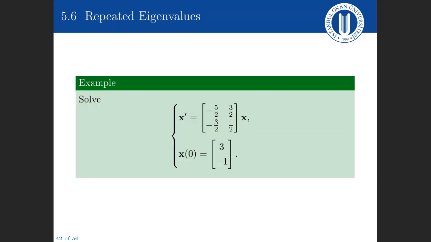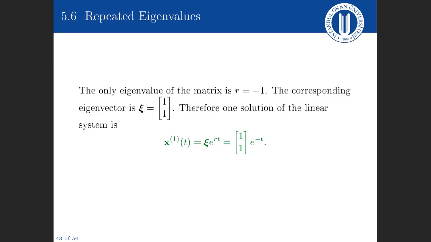Let's do an example. Solve the initial value problem x prime is equal to the matrix minus 5 over 2, 3 over 2, minus 3 over 2, 1 over 2 times x, with the initial condition x of 0 is equal to (3, minus 1). I'm going to tell you that there's only one eigenvalue of this matrix, so that's minus 1, and I'm going to tell you that a corresponding eigenvector is (1, 1). As soon as we know that, we know one solution is (1, 1) e to the power minus t.